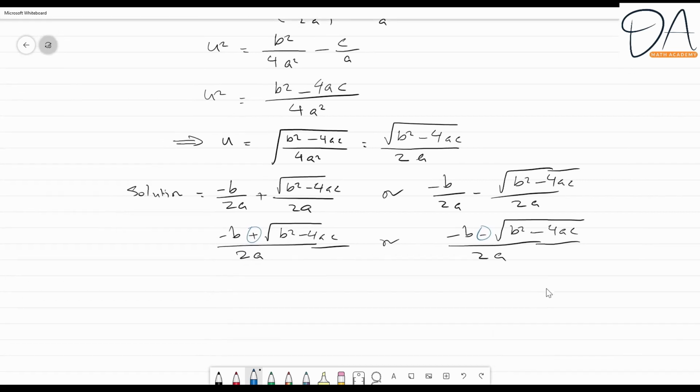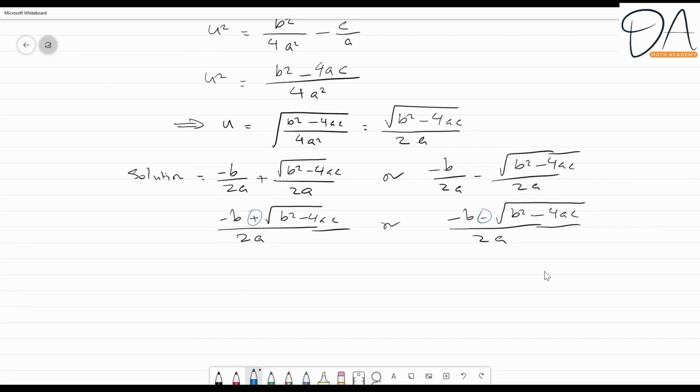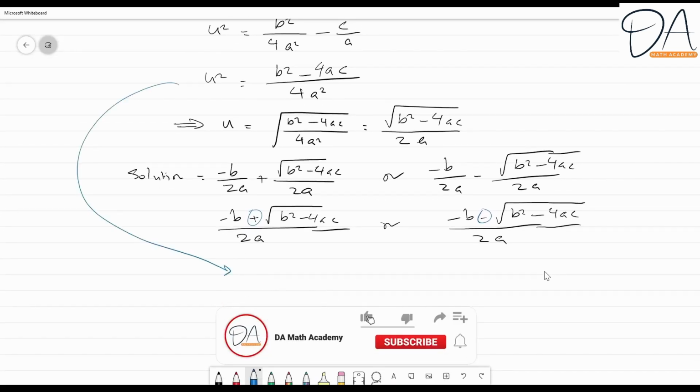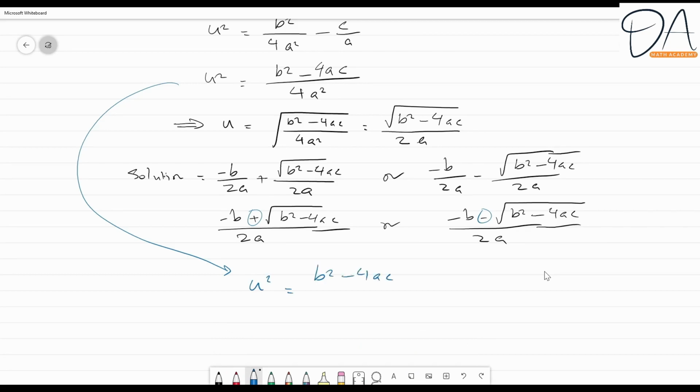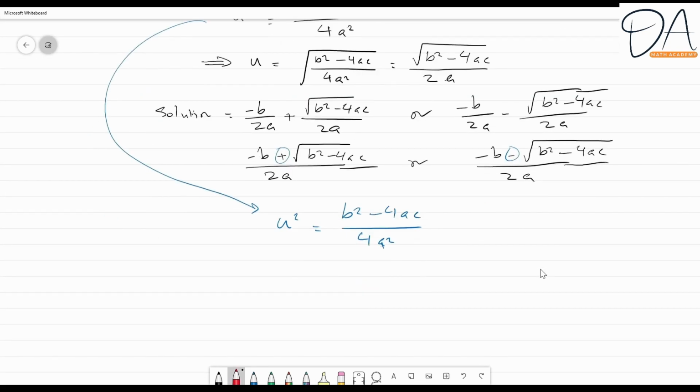Now, before we end this video, let's look a bit more at this formula. This will give us insight into why the discriminant actually determines the number of solutions. So we have this formula. Now, one thing we know is that we are squaring a number, so it doesn't matter what the number is. This cannot be negative.